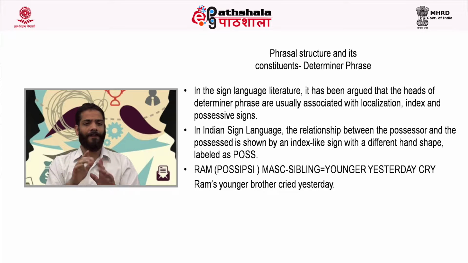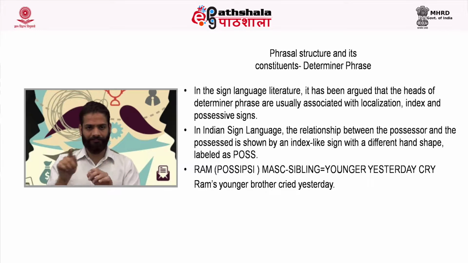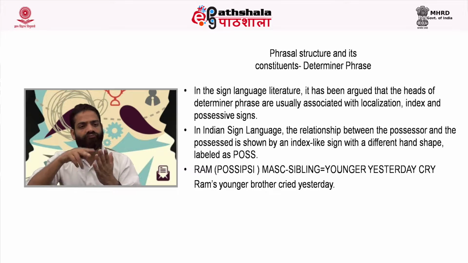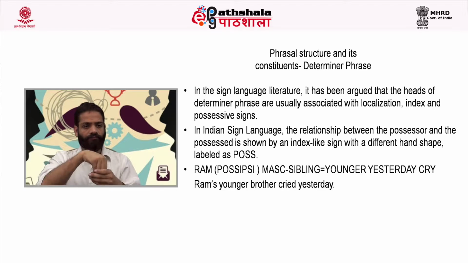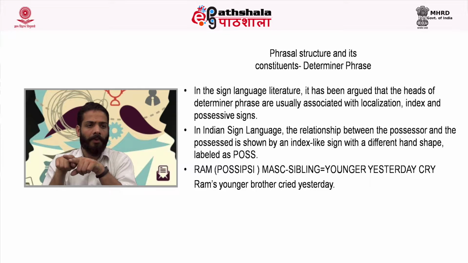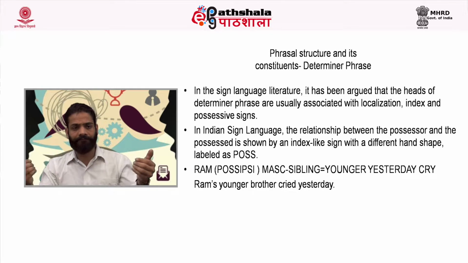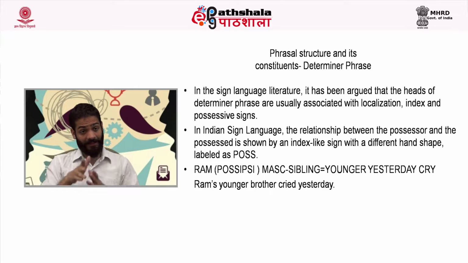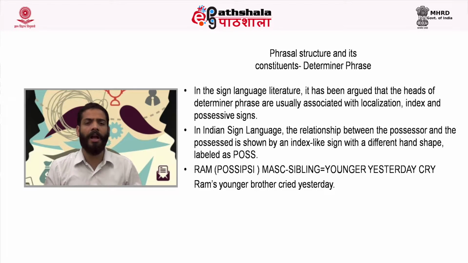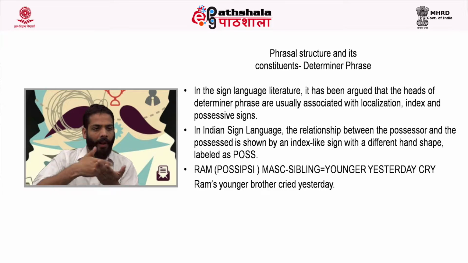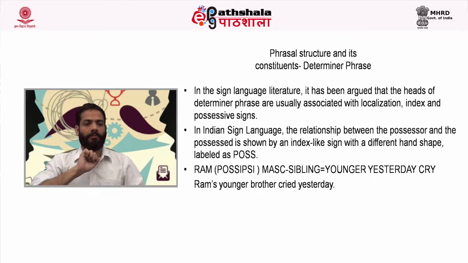However, it is not the case that each and every instance of an index necessarily has a deictic reading, apart from its referential reading. In Indian Sign Language, the relationship between the possessor and the possessed is shown by an index-like sign with a different hand shape, labeled as POSS. It is articulated between the possessor and the possessed. Interestingly, in kinship relations and inalienable possession, POSS is optional, and also in cases where the relationship between the possessor and the possessed can be recovered from the context.